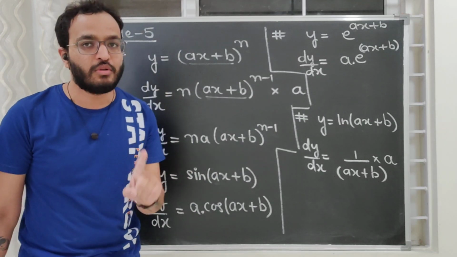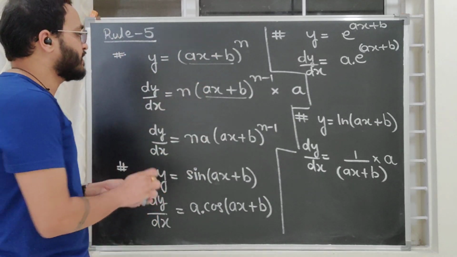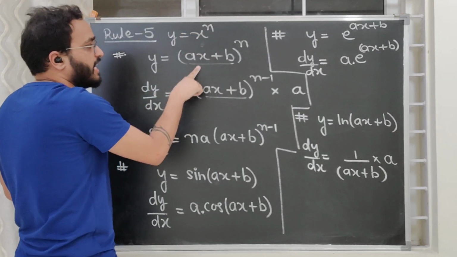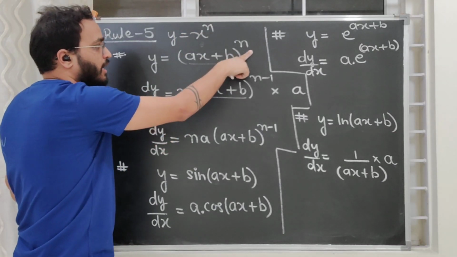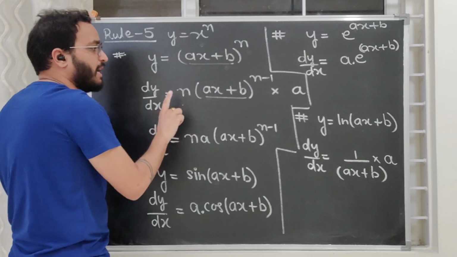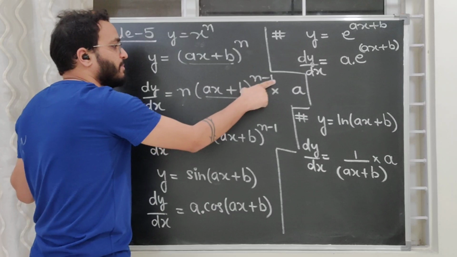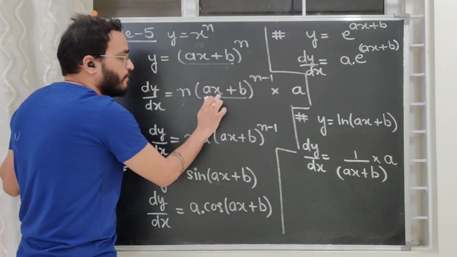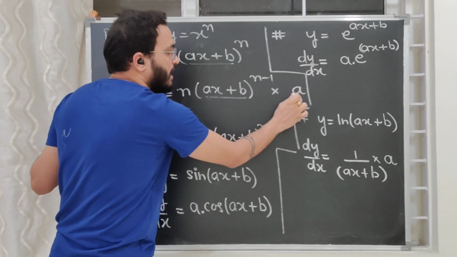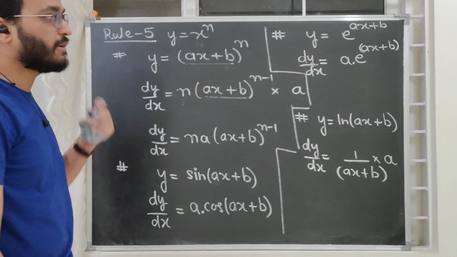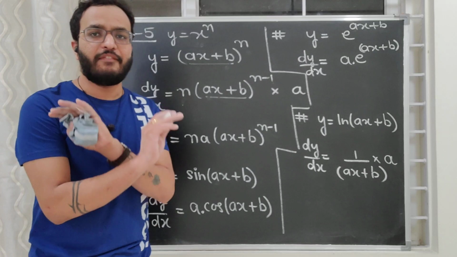Suppose y is x to the power n. So instead of x, if I write ax plus b to the power n, you will differentiate in the simple manner as you used to do here. You will write n into ax plus b to the power n minus 1. Just that the coefficient of x, which is a, will be brought outside at the end. I hope I have made myself pretty much clear. And this will happen with every operation.